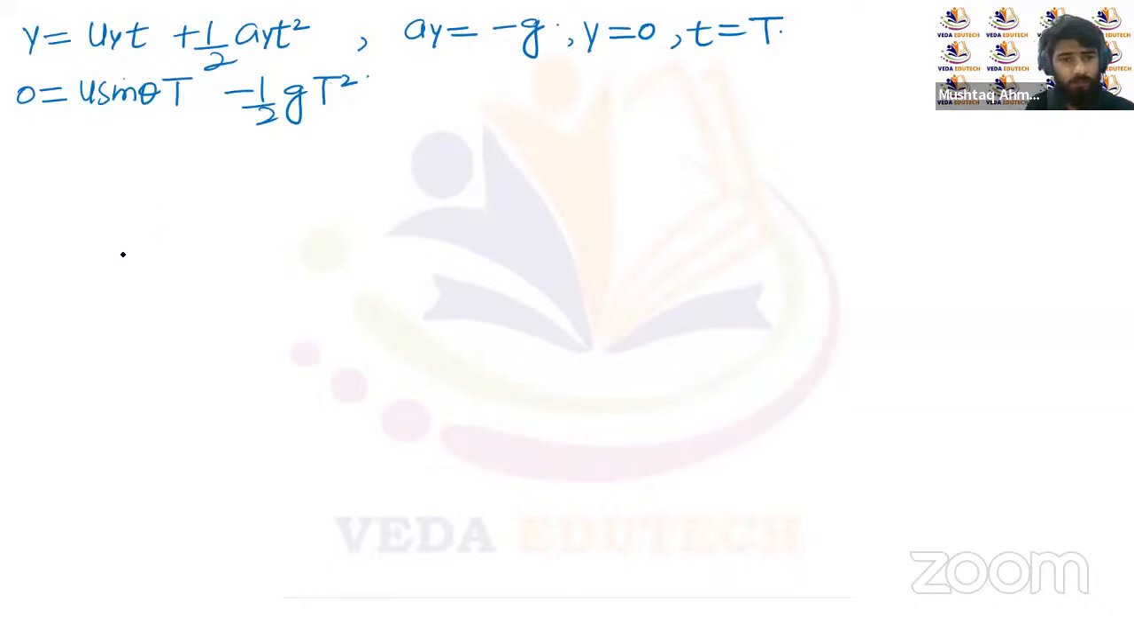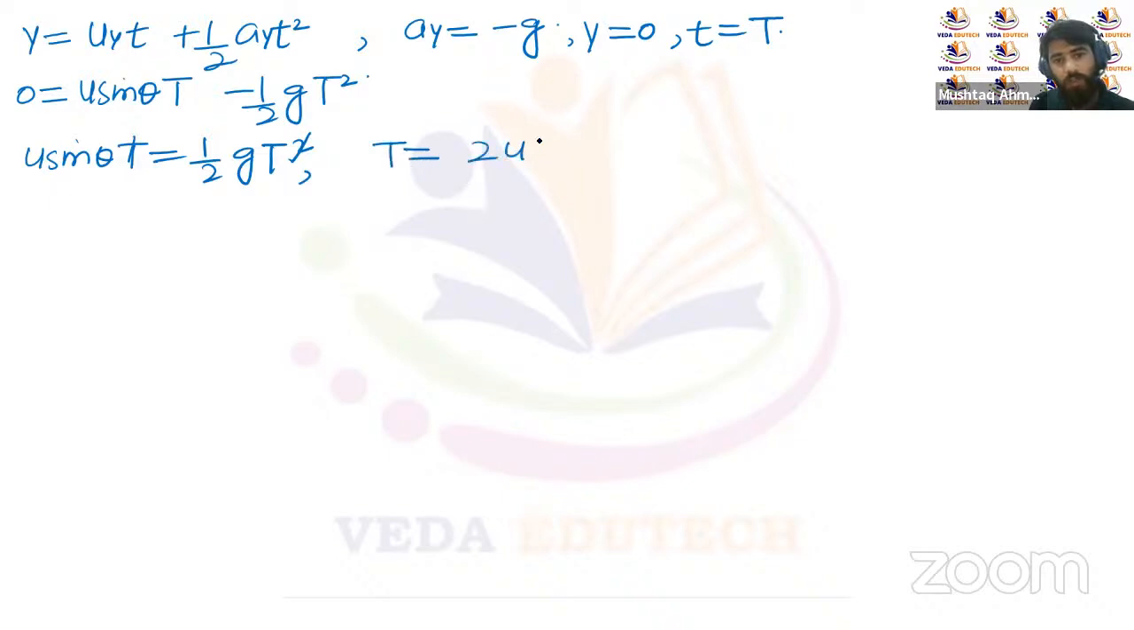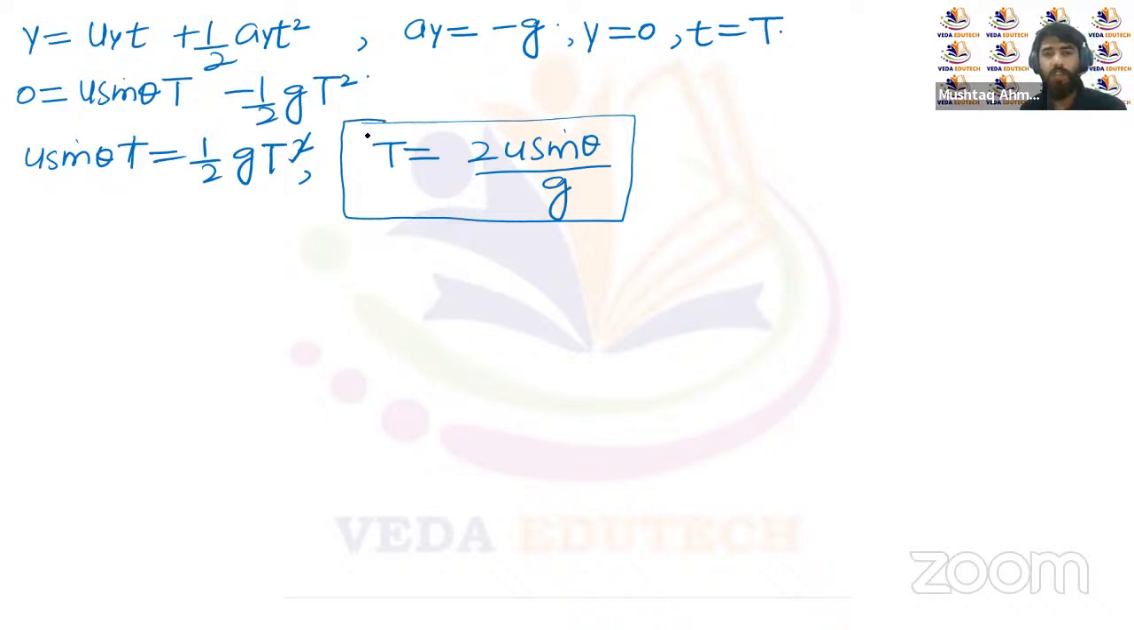It means that u sine theta t will be equal to half g t square, right? So this t and t will get cancelled. So from here, our t will be equal to 2u sine theta over g. This is the time of flight for the projectile, right? This is the time taken by this projectile to strike back on the same horizontal level.